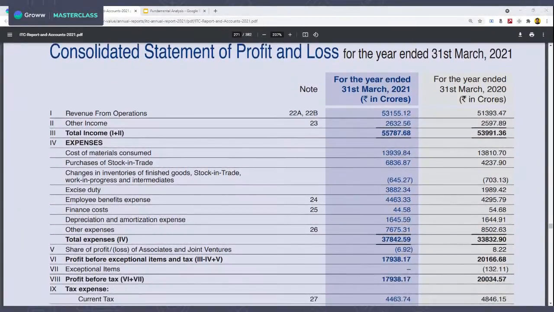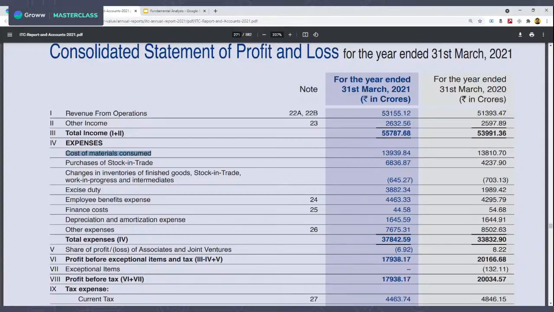Now, the next thing you need to look at is expenses. In expenses, you have so many different types of expenses, but I'll show you some important things to look at. One is cost of raw materials consumed, which is basically required for anything that you're doing. Any business that you're running, you need raw materials.